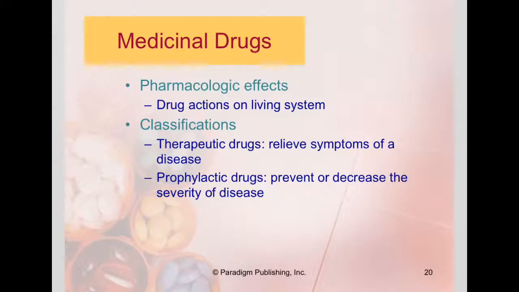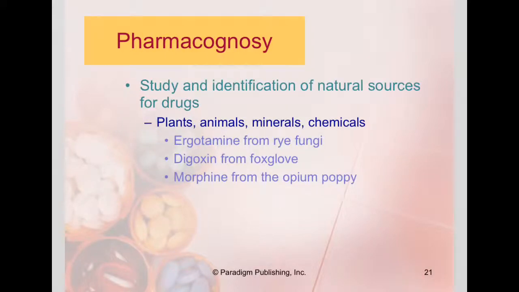Medicinal drugs, pharmacologic effects, drug actions on the living system. Classifications of medicinal drugs. There's therapeutic drugs. Those relieve symptoms of a disease. And the prophylactic drugs prevent or decrease the severity of a disease. So therapeutic drugs could be like antibiotics, prophylactics, or like vaccines. Pharmacognosy is the study and identification of natural sources for drugs. It's plants, animals, minerals, chemicals.